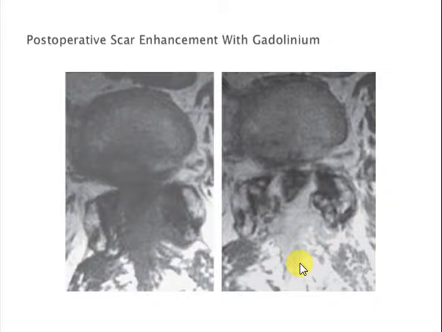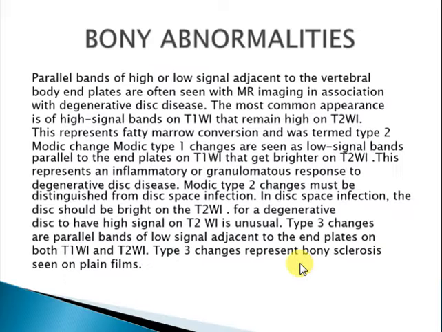Regarding the bony abnormalities of the spine, the thing that we should know about these changes is that they will result in the appearance of parallel bands of maybe high, maybe low signal intensities adjacent to the vertebral end plates, and they are commonly seen with MRI in association with degenerative disc disease. The most common type is type 2. We'll talk about it later, but these parallel bands will be hyperintense on both T1 and T2 weighted images.